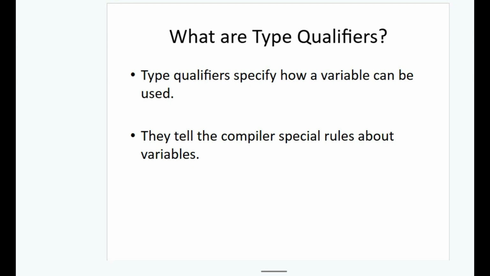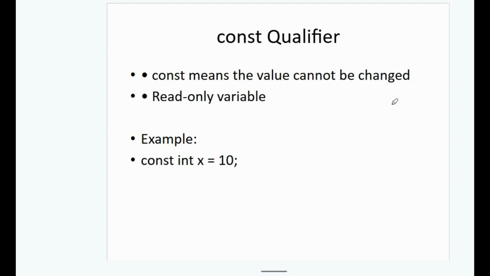Okay, we will now talk about type qualifiers. We have two type qualifiers, const and volatile. What is a type qualifier? Type qualifiers specify how the variables can be used. It will tell the compiler a little bit about the variables. So let's talk about the const qualifier. Const means the value cannot be changed. It's a fixed value, only a read value. It is only written once, at the time of initialization. Apart from that, it will never be rewritten.